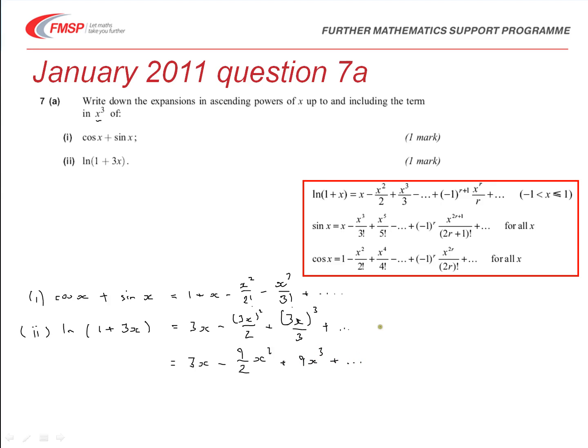There's only 2 marks for this, so for getting the first one correct you'll get 1 mark for stating that accurately, and then 1 mark for stating the result for the ln.